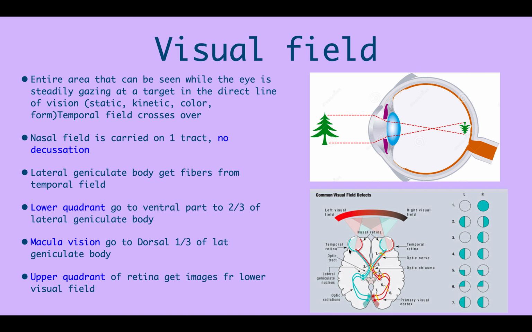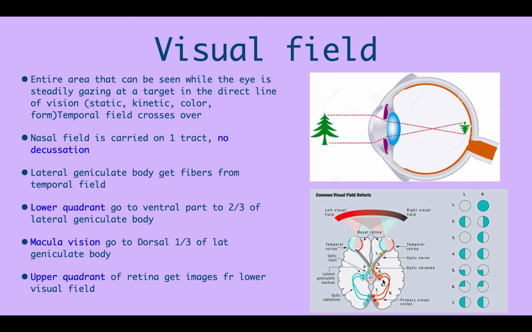So this is the nasal field, because this is like medial vision, but it's going to be carried by the temporal retina. So this is the decussation. I'm sorry, not decussation. Nasal is going to go straight here. Decussation is from the lateral field. So the lateral geniculate body is going to get fibers from the temporal field. So over here, that's the information. It's going to cross. So this is going to be the decussation right there.